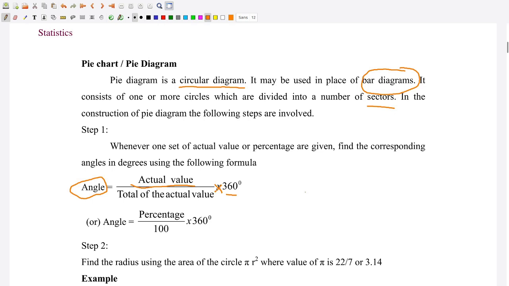Why do we do that? Because we know the total angle of a circle is 360 degrees. So if we multiply this proportion by 360 degrees, we are dividing this whole circle into different sectors, or pies, different sections.